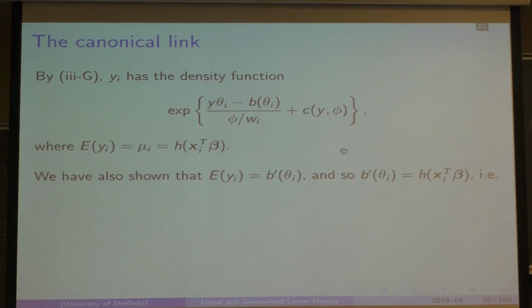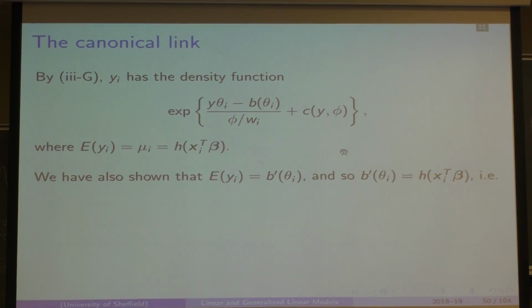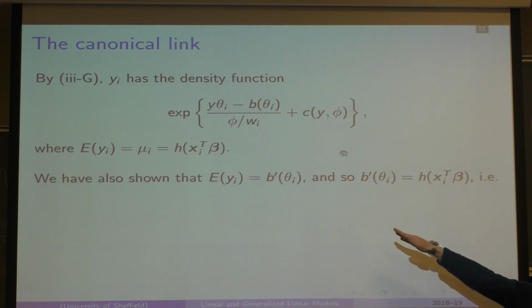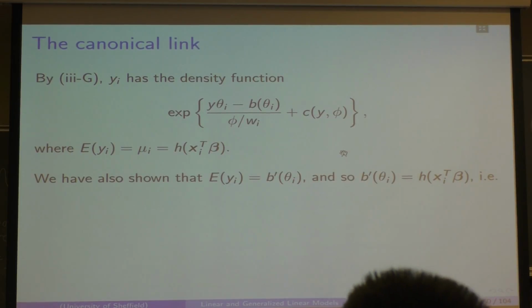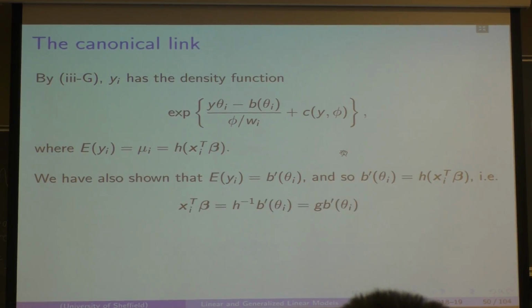So we've seen some relationships between the mean and the canonical parameter theta. That's the other thing in there, the b prime on that diagram on the board over on the left. In fact, we can say that these two things are both equal to the mean: b prime of theta I and h of the linear predictor are the same thing. So they're both the mean.